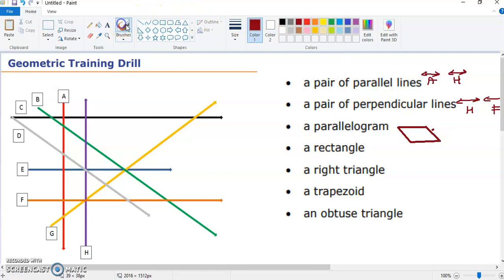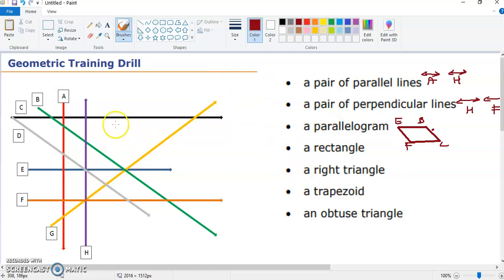And then you can just list the different lines. So you have E, right? So we did E, B, F, and C. So you could say E, B, F, and C. That's the parallelogram. Or however you'd like to note that you found it.